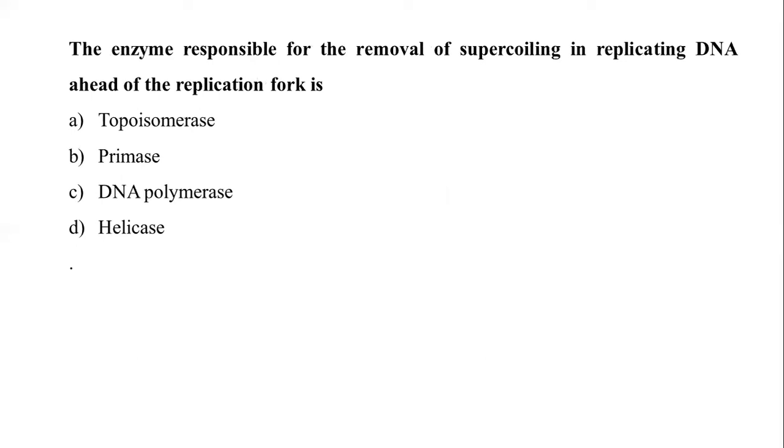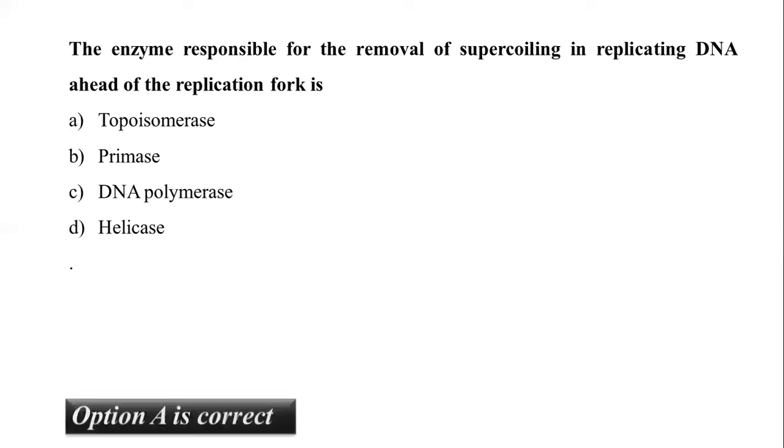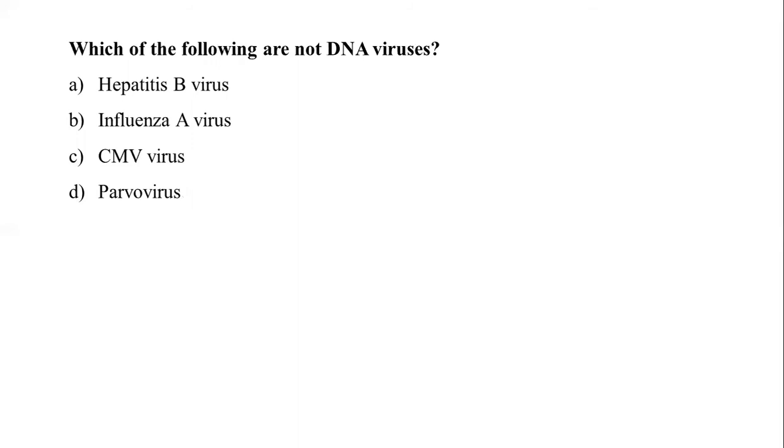The next question is asking about the enzyme which is responsible for removal of supercoiling in the replicating DNA ahead of the replication fork. Topoisomerases are the enzymes that are responsible for the introduction and elimination of supercoils. So topoisomerase is the correct answer for this particular question.